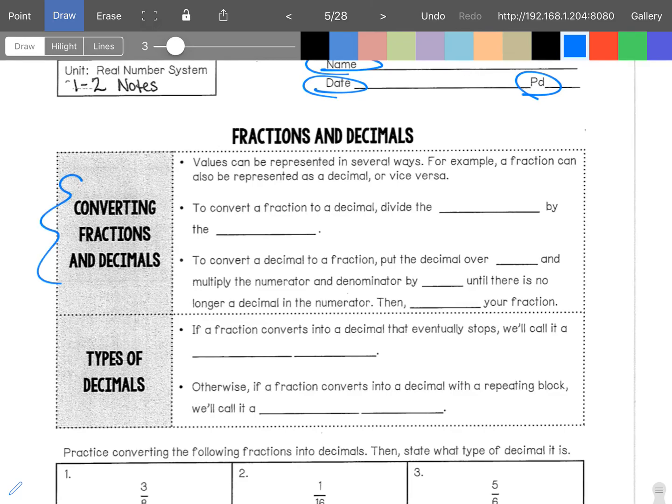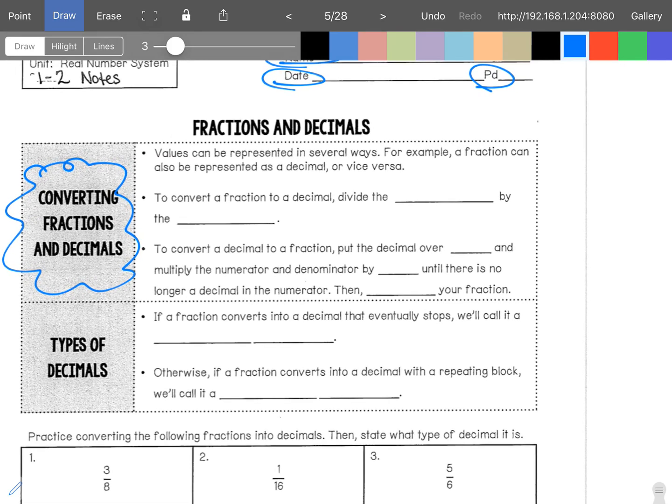We are going to start with converting fractions and decimals. Values can be represented in several ways. For example, a fraction can also be represented as a decimal or vice versa. I would say probably one of the most common ones you would recognize would be the fraction 1/2, which is the same thing as 0.5. You should know that 1/2 is 0.5. They mean the same. One's a fraction and one's a decimal.